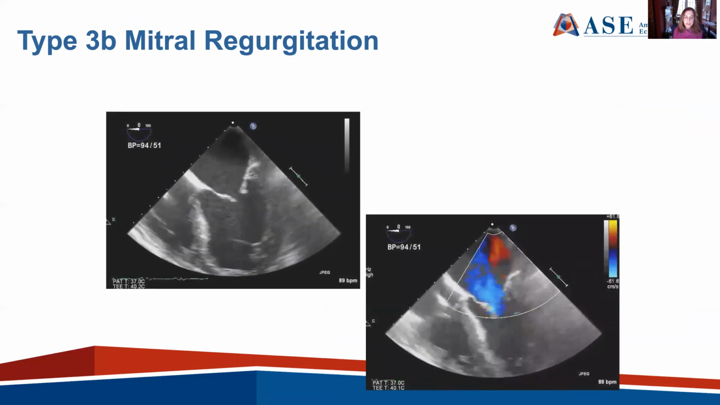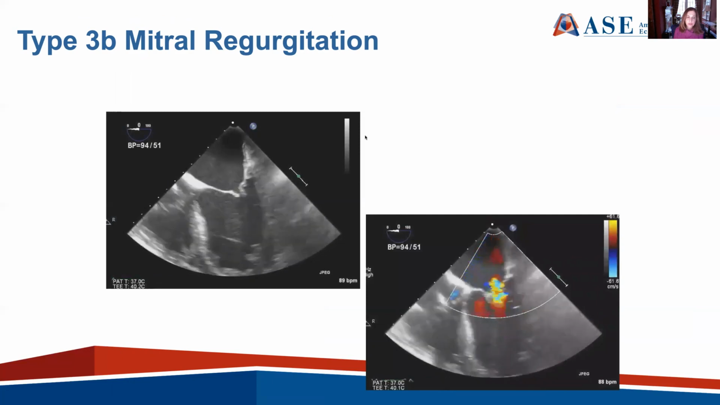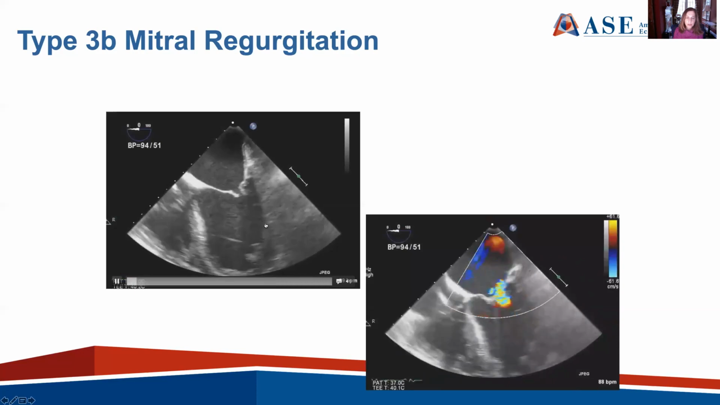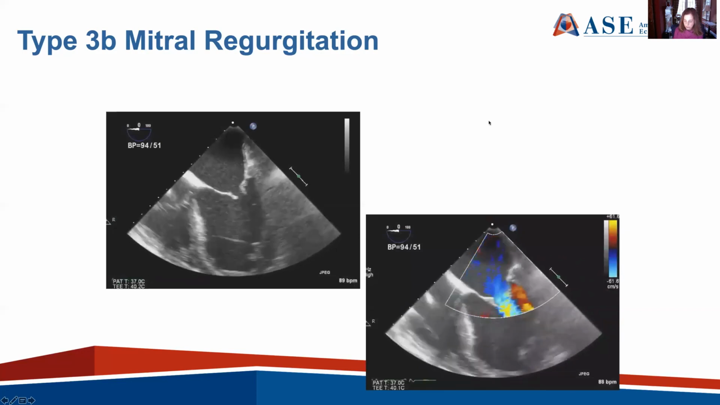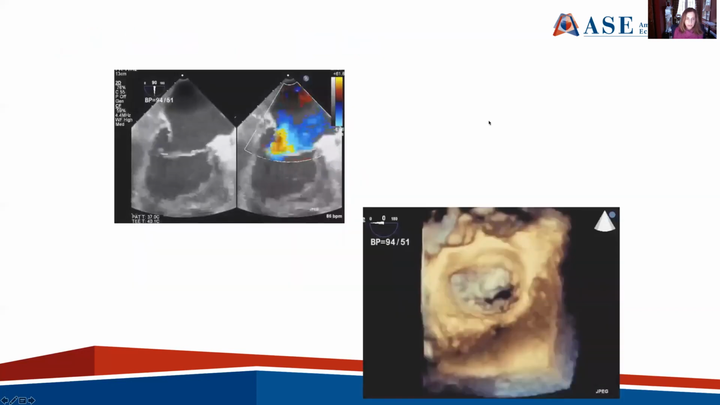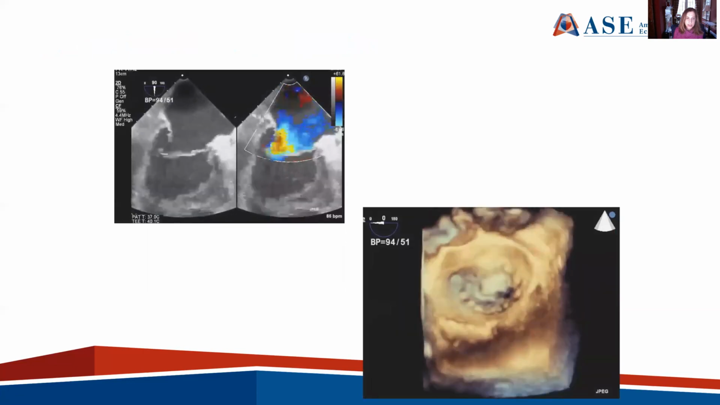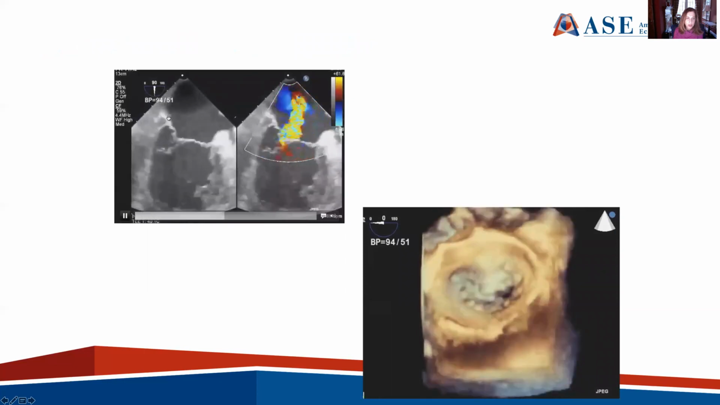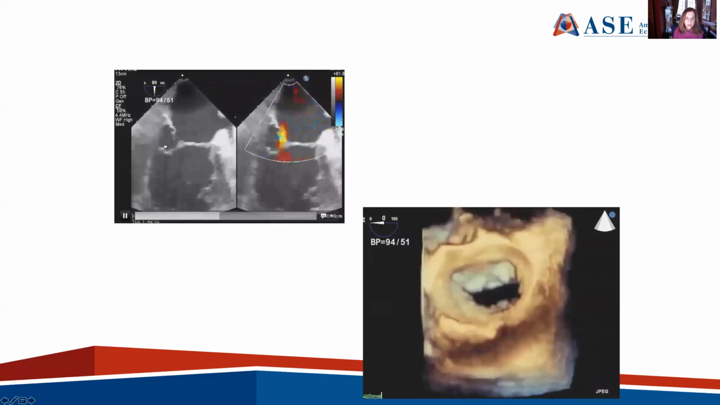regurgitation. You see here that the ventricle is dilated. There's an associated anterolateral wall motion abnormality. You see that there's marked tethering of the leaflets and associated mitral regurgitation. When we look at additional views, again, you see the associated wall motion abnormality here in the inferior wall, and note the marked tethering of the leaflets.